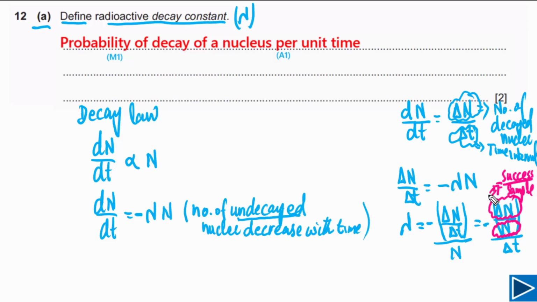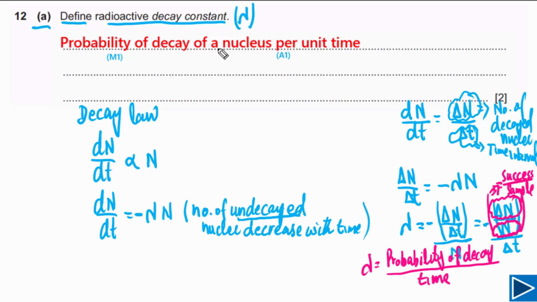So simply, we can replace this with probability. So lambda, I can simply say, is equal to the probability of decay, because delta n by n is representing the probability of decay. So lambda is equal to probability of decay per time, so divided by time. So we have time here. So this is how we can define the decay constant.